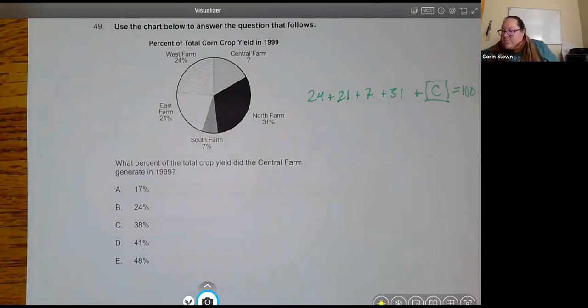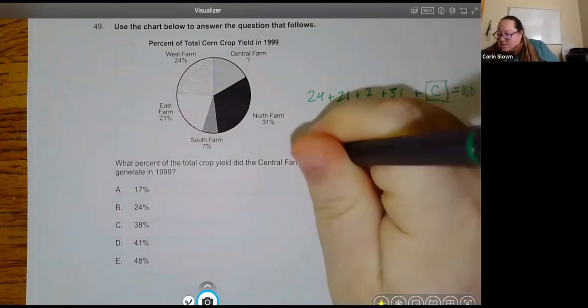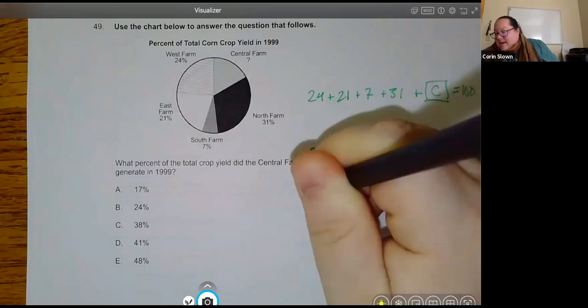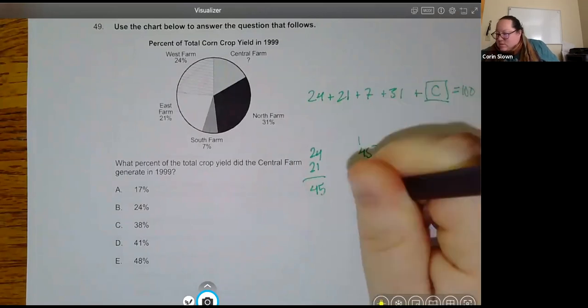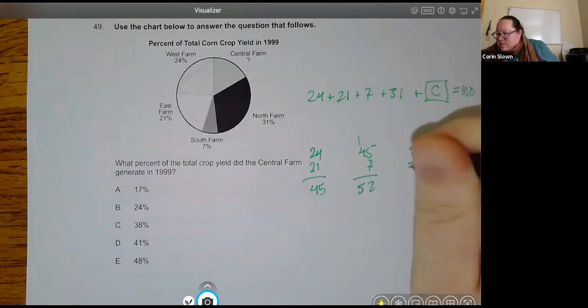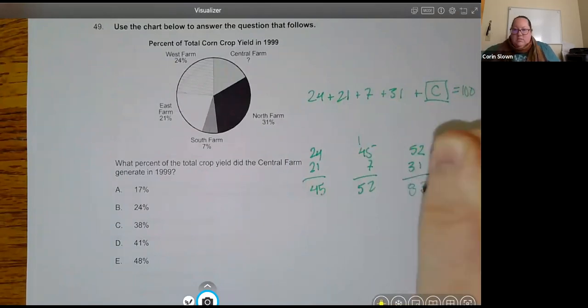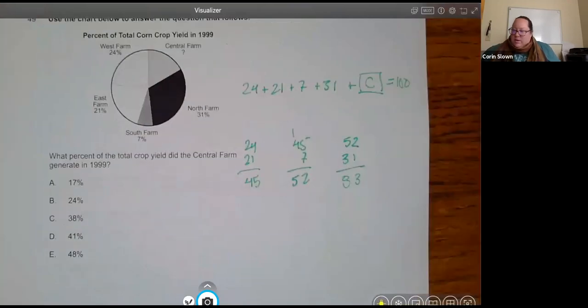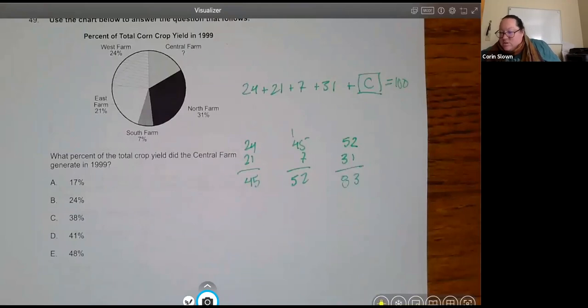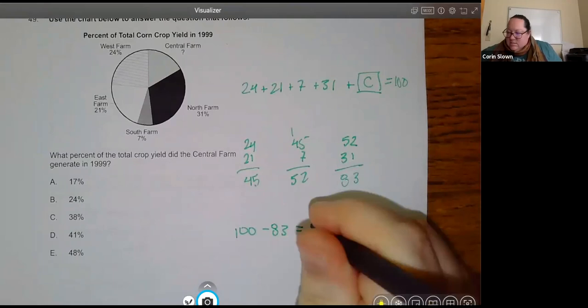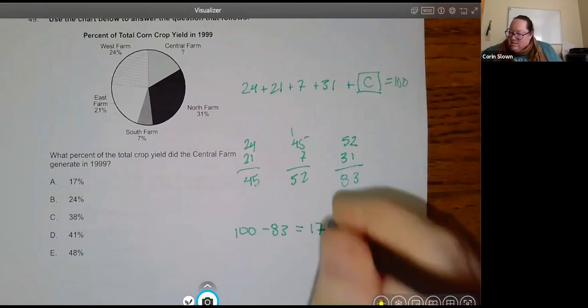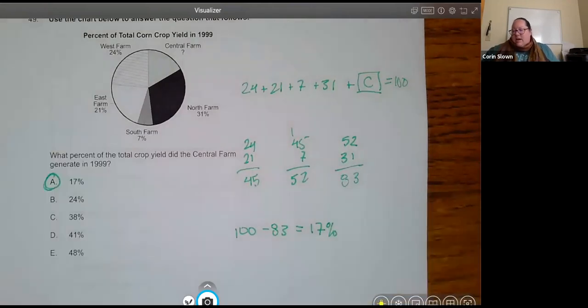So if we add everything up, let's see what we've got. So we've got 24 and 21. So that's going to be 45. 45 and 7, 52. 52 and 31 is 83. So we've got 83 is the percent total of all farms other than Central Farm. So 100 minus 83 gives us 17. Okay, so 17% for A is the correct answer.